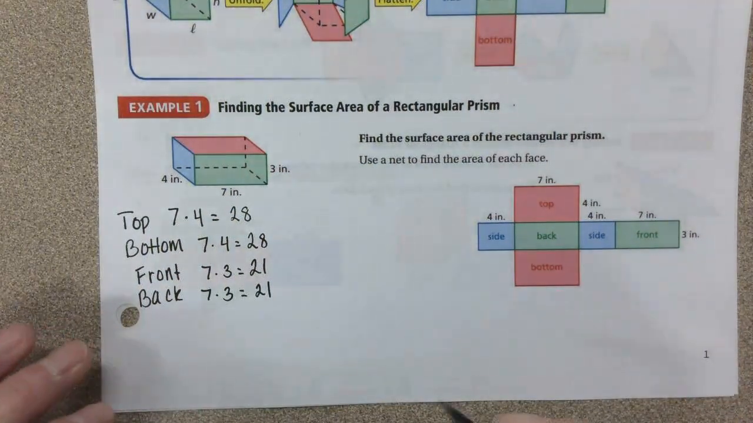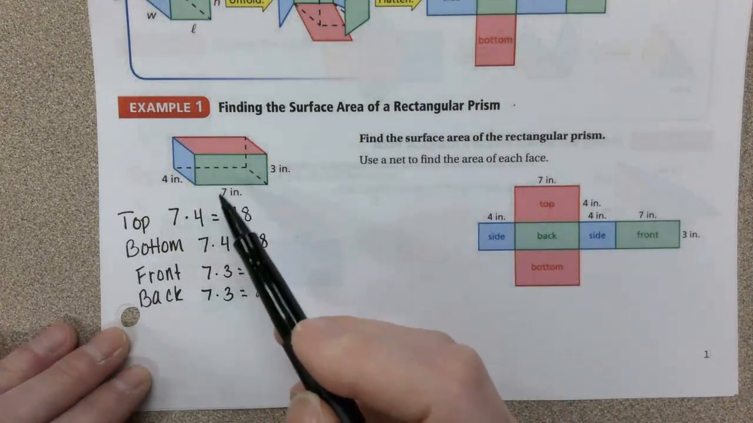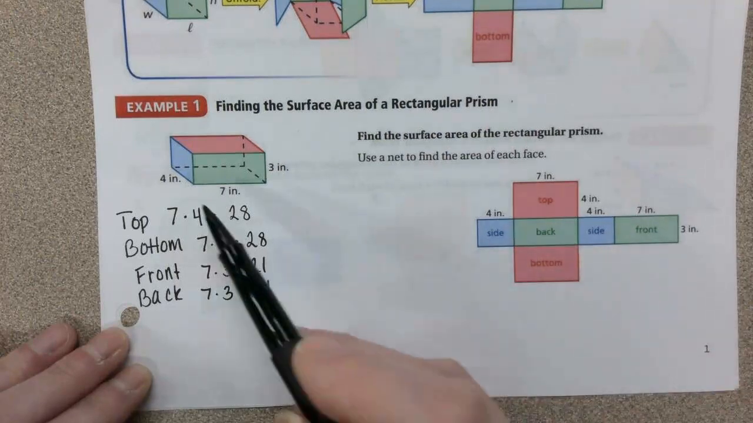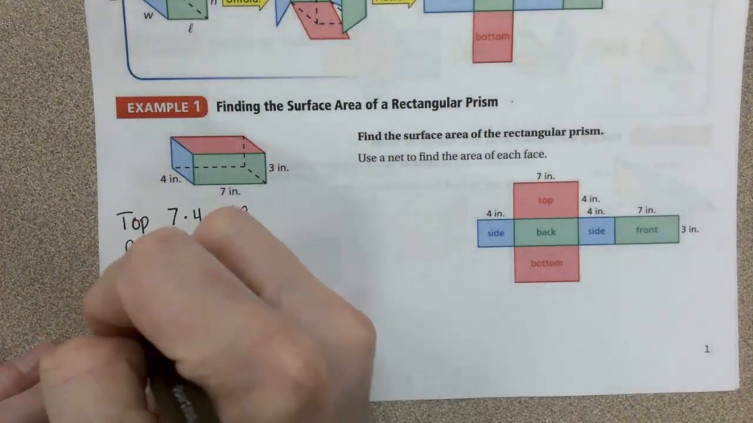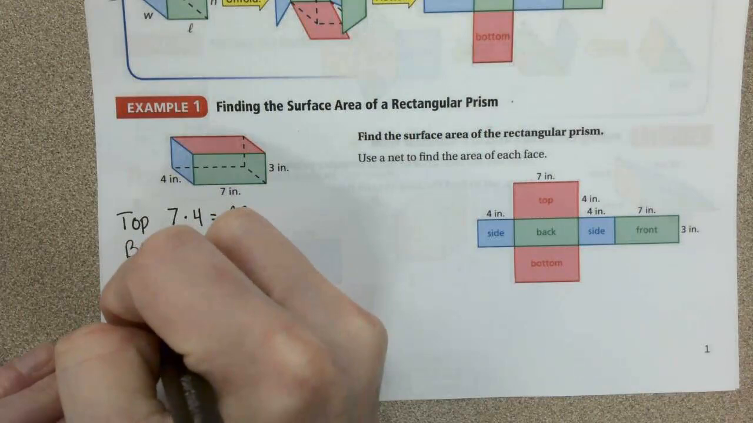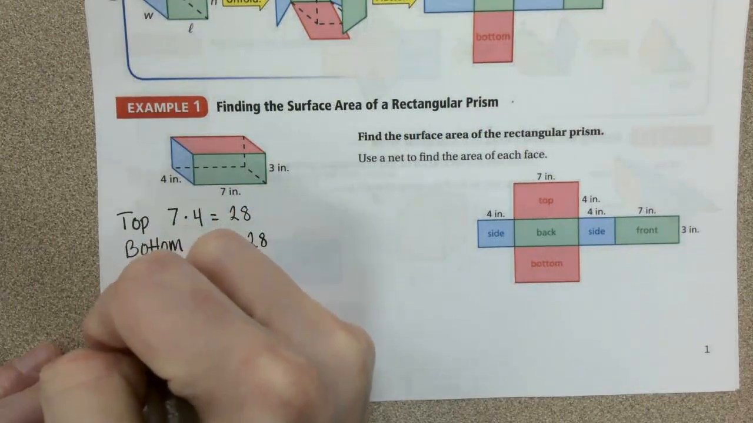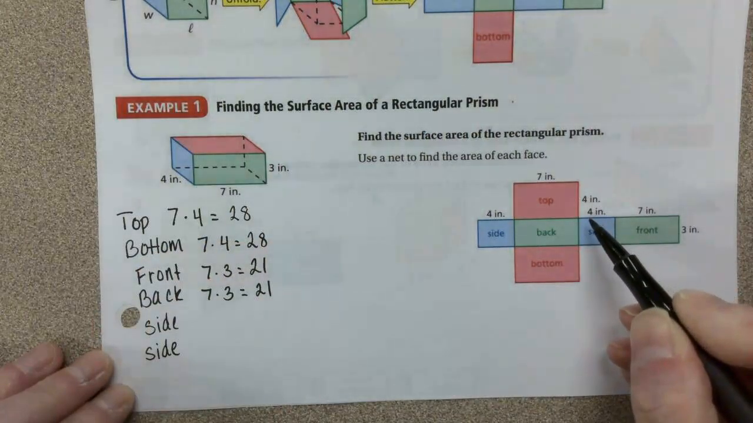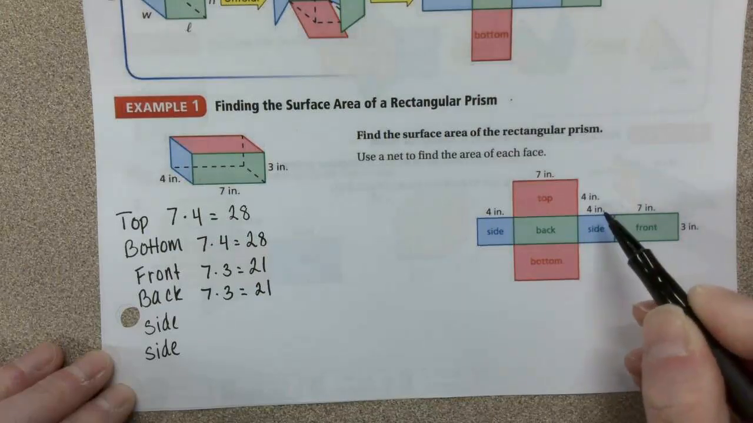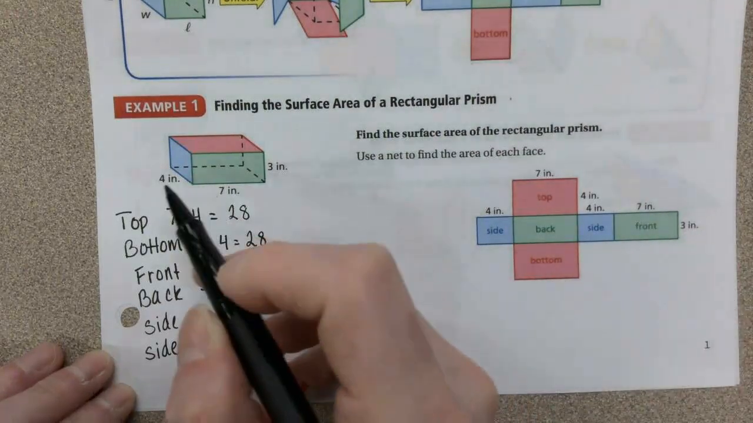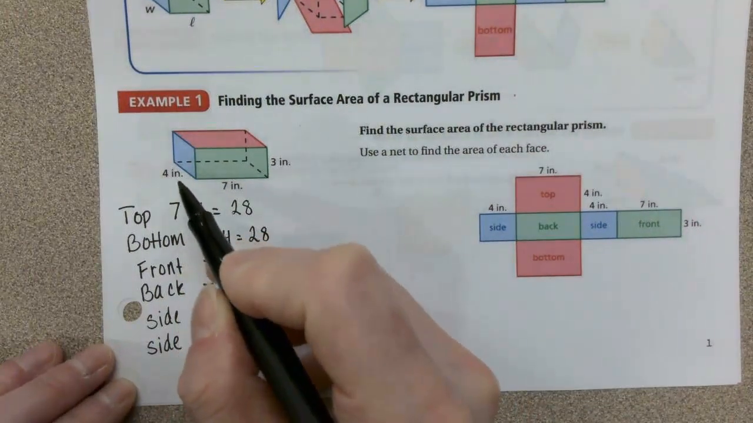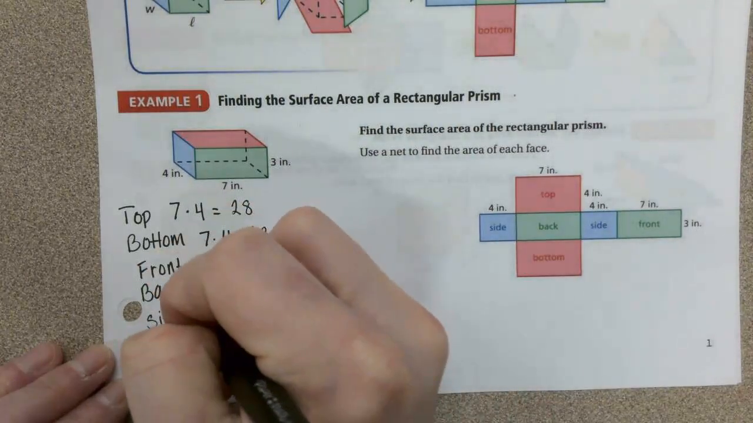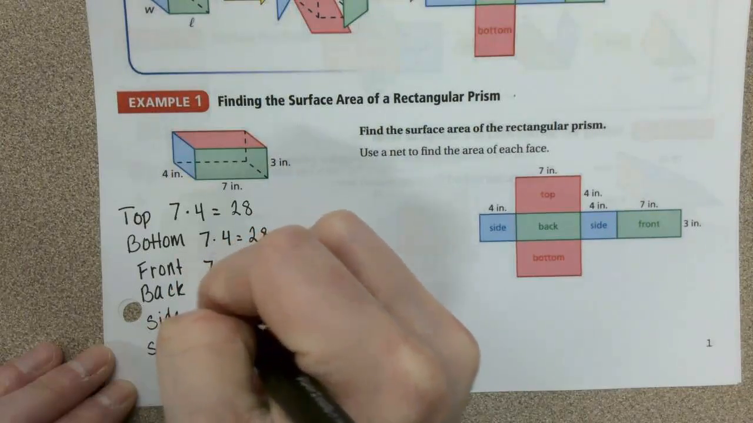Then we have two sides that we haven't used, so we've used the top and bottom, the front, back. So those are these four here, and then we have these two sides on the left and right. And I'm just going to label side and side. We can see that those here are 4 by 3. We know they're 4 by 3 because this is also 3. We could see that here, 4 inches here, 3 inches here, 4 by 3. Two of those that are the same.